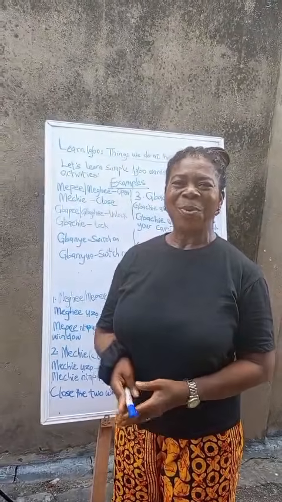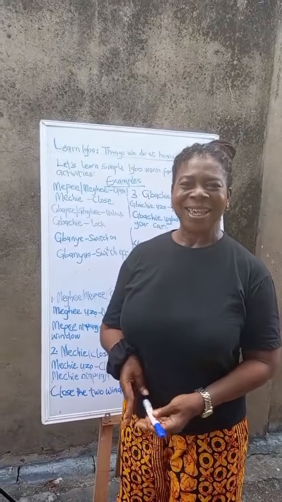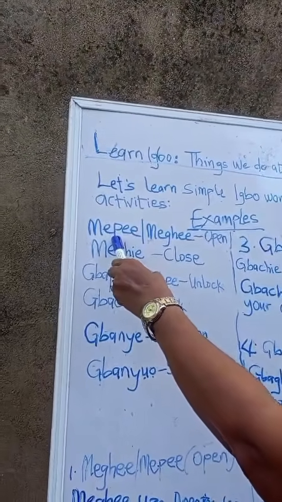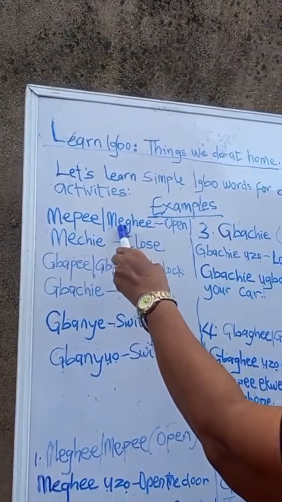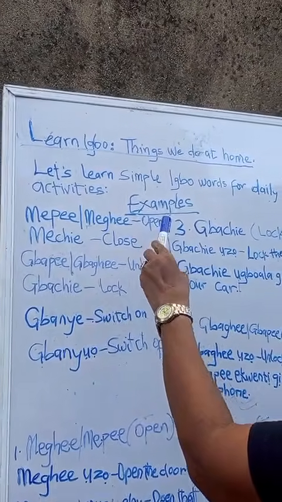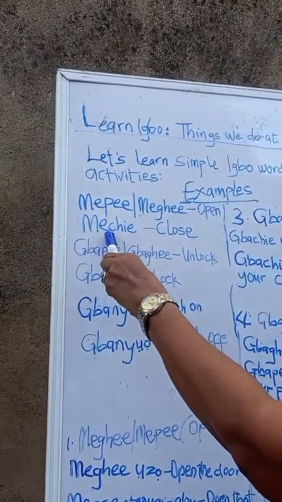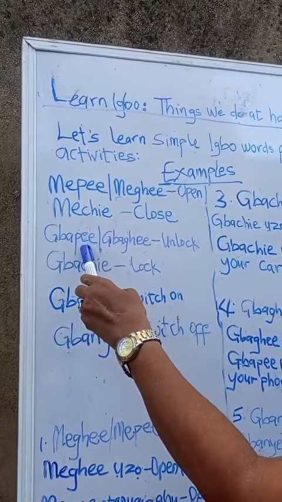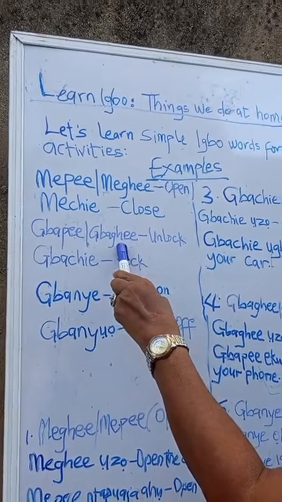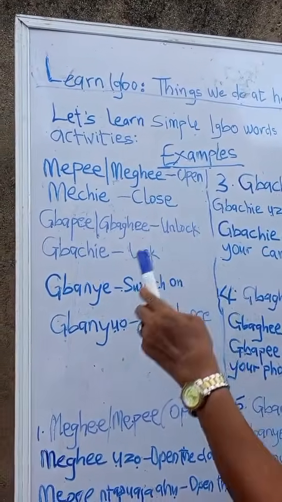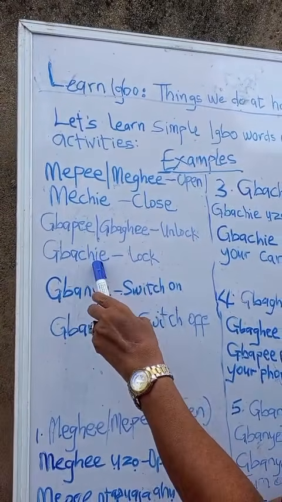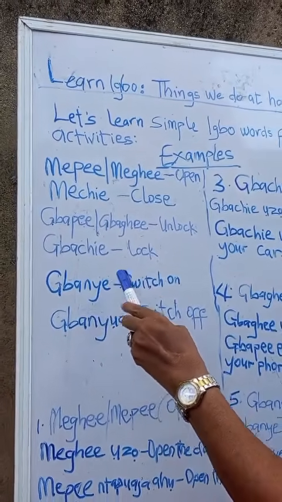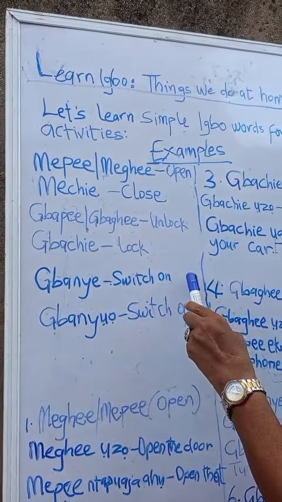Today we'll learn simple Igbo words for daily activities. Example: mepe or meghe, open. Mechie, close. Gbape or gbaghe, unlock. Gbachie, lock. Gbanye, switch on or put on.